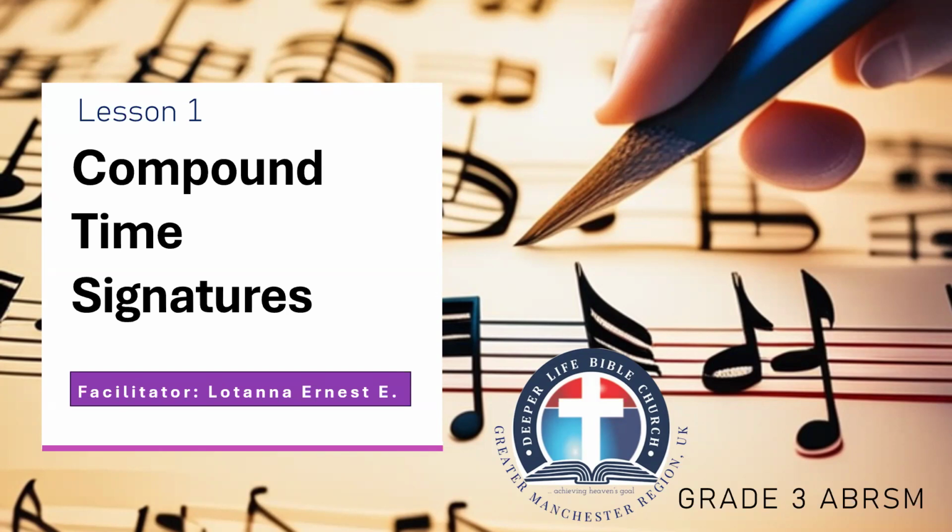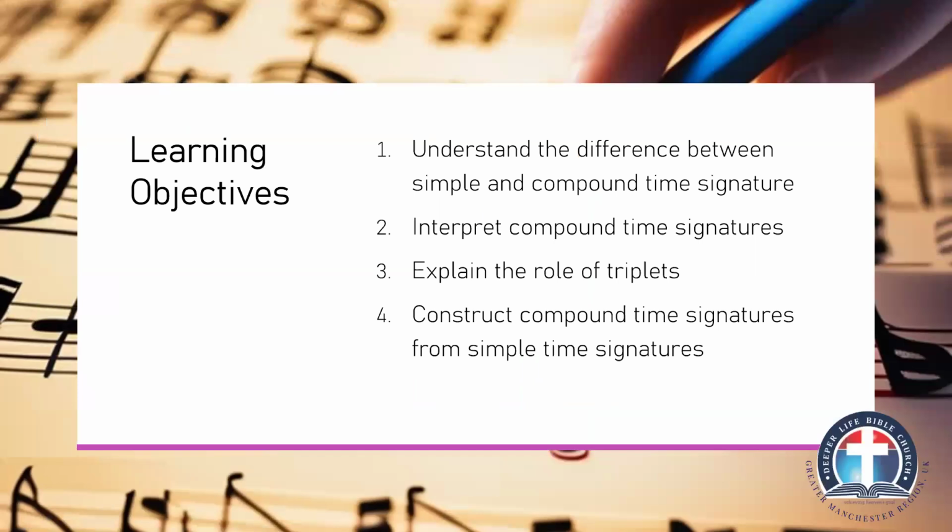And it's a very brief class, but I believe that we'll be able to leverage what we have learned from grade 1 and grade 2 to understand what compound time signatures are. Our learning objectives are as follows. By the end of this class, you should be able to understand the difference between simple and compound time signature. And also you should be able to interpret compound time signatures when you see them on a musical sheet.